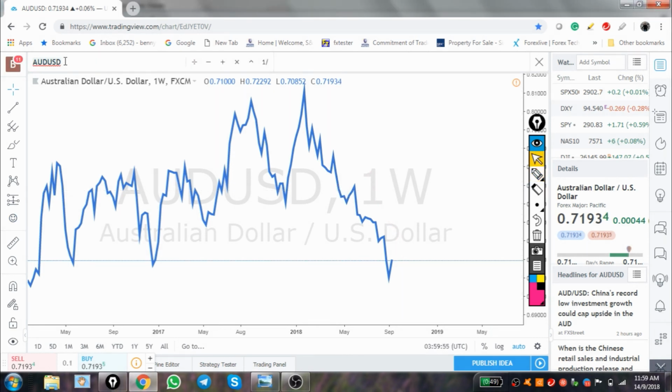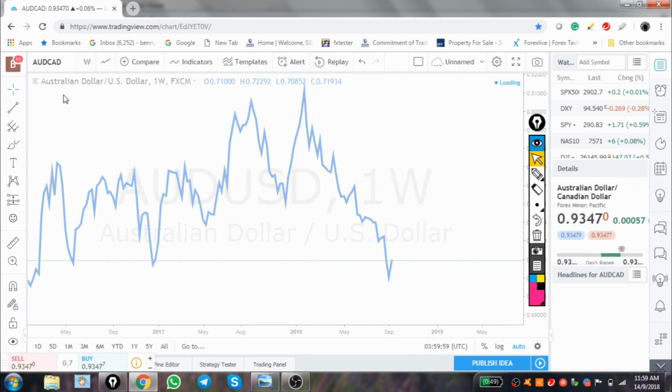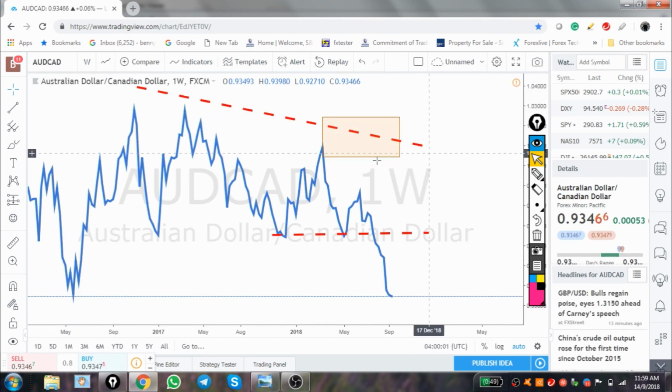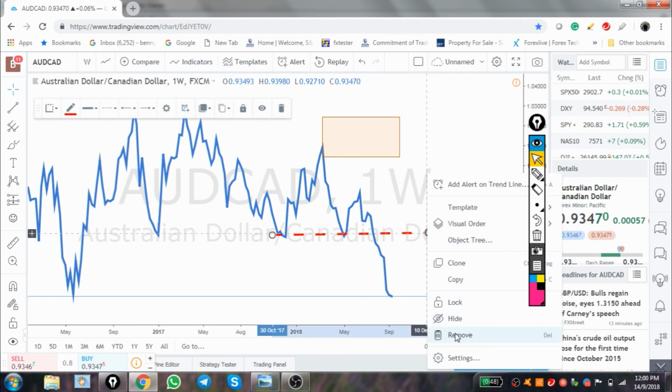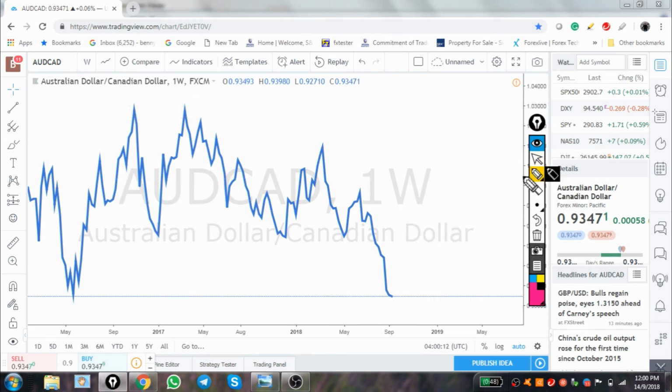So as I say, we are going to sell Australia and buy the CAD. Let's take a look at Australia CAD. Look at the direction of Australia CAD. Let me remove all these lines first. Australia is weak, and Canada is the second strongest currency. No wonder we see Australia going down against Canada.